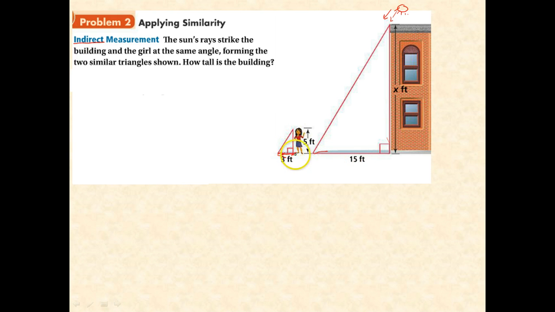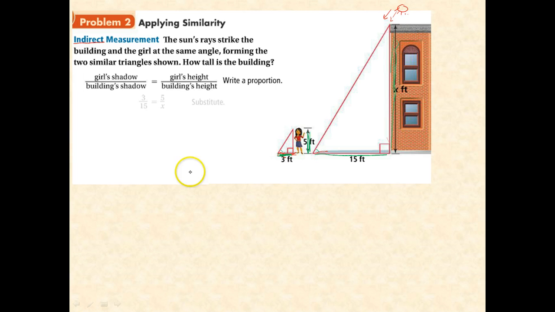Well, we've got two similar triangles because they come at the same angle, and we just need to set up a proportion. The girl's shadow to the building's shadow is the same ratio as the girl's height to the building's height. So now we're going to substitute. The girl's shadow is 3 feet long. The building's shadow is 15 feet long. The girl is 5 feet tall. The building is how many feet tall?